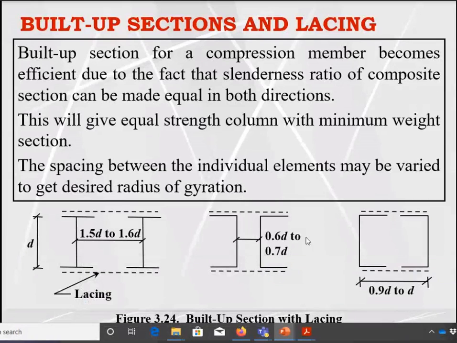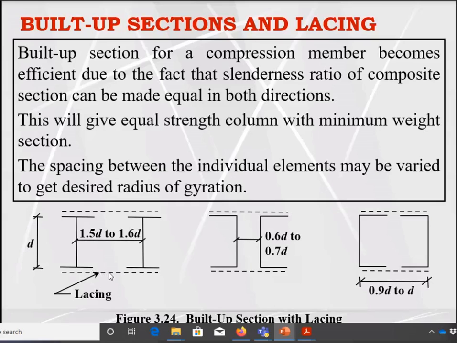Actually, these are certain guidelines. If we are making a built-up section by joining two W sections or I sections, on both sides we are connecting with lacing. Lacings are thin steel plates. They may be angle sections or channel sections, which connect the two single sections to make a composite or built-up section. This lacing is shown by a dash line in the cross section.